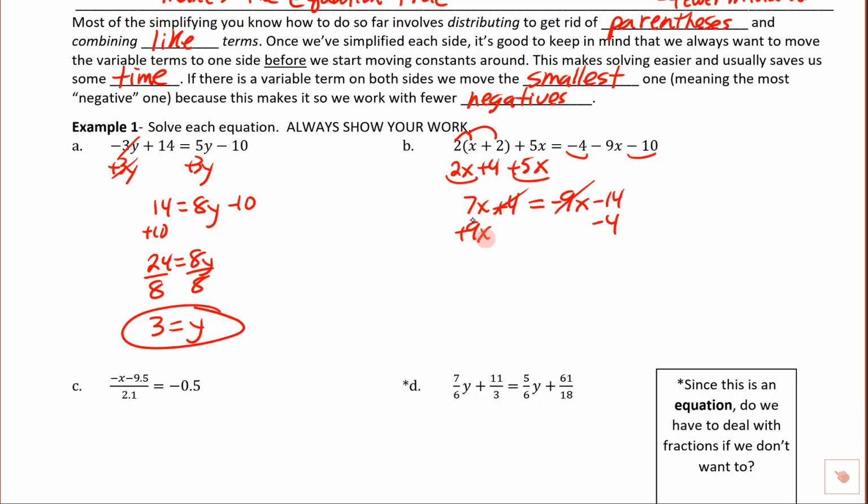So here's what we've got. We've got, let's see, gosh, this would make a 16x on this side. This would make a negative 18 on that side. And now I've got a one-step equation. All I need to do is divide by 16. Those are going to cancel each other off.